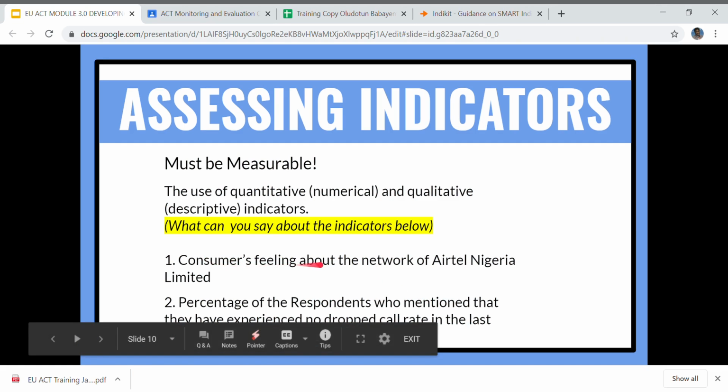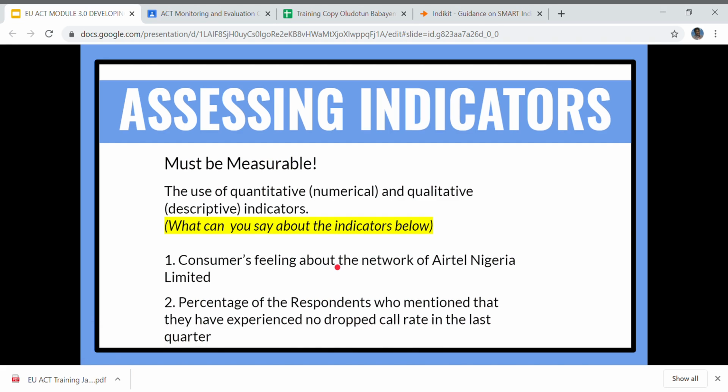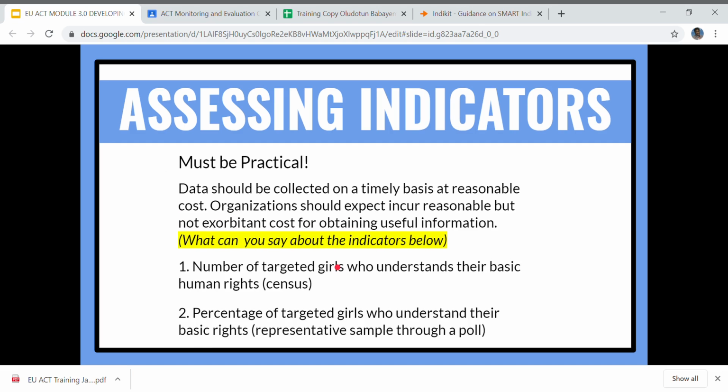Rather than measuring feelings. So think about your instruments that you will use, and now you put your indicators: percentage of respondents in your program that are saying that they have used the toolkits that you provided 3 times or more than 5 times in a month. Think about that as a good measurable indicator. You must be practical, right?